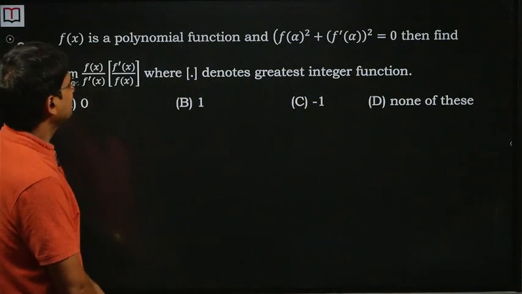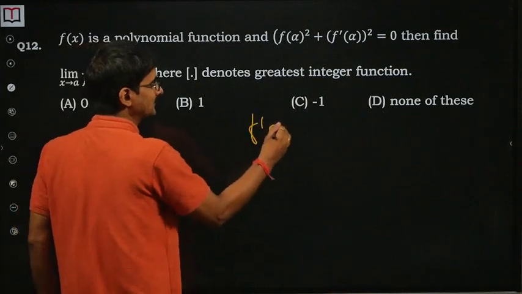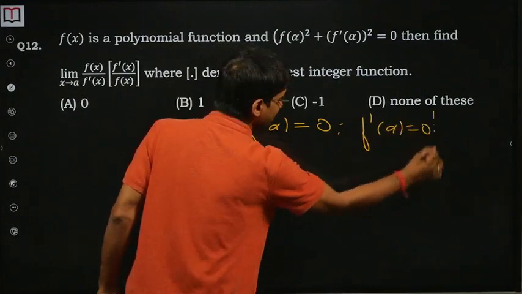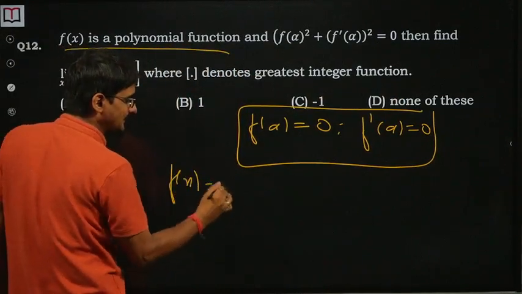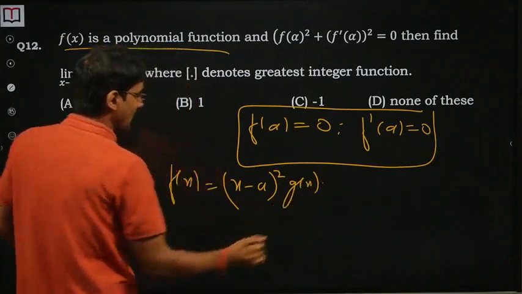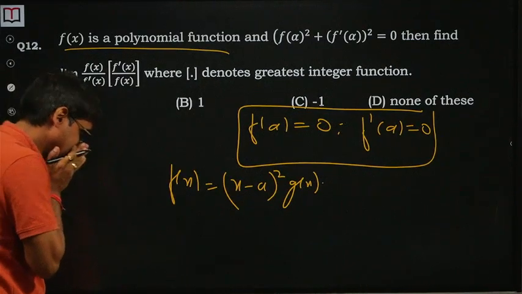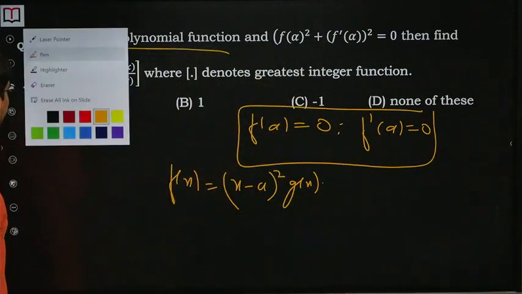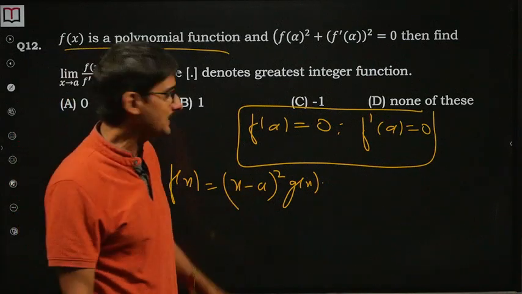f(x) is a polynomial function and f(alpha) whole square plus f dash of alpha whole square is 0. That's simple. I mean that f of alpha has to be 0, f dash alpha has to be 0, and then it tells us one more thing, it's a polynomial function, so that means I can write f(x) as x minus alpha. It has to be a repeated root, so it has to be a double root, x minus alpha whole square.